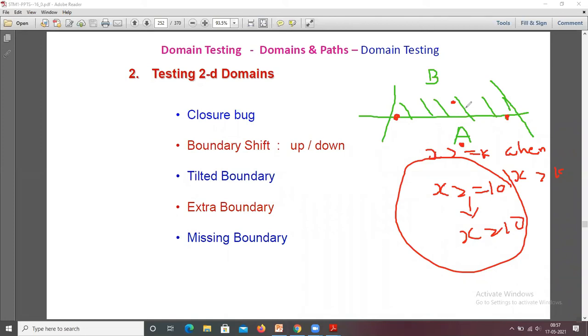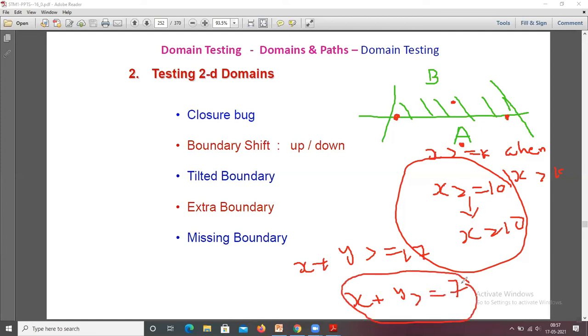This result is caused by an incorrect constant in a predicate. For example, here I am taking x plus y greater than or equal to 17, when actually x plus y should be greater than or equal to 7. Our intention is to check x plus y greater than or equal to 7, but instead I am checking x plus y greater than or equal to 17. This off point catches this bug, and a shift down is caught by the two on point.